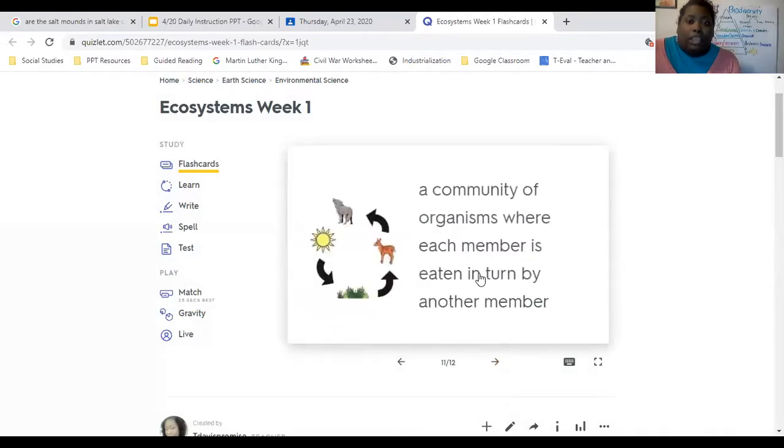A food chain is a community of organisms where each member is eaten in turn by another member. This is a food chain. If I had specific organisms in here, it could be classified as a food chain. So at the bottom, I would put maybe grass. And here I would put primary consumer, a bunny rabbit or a winter hare. A secondary consumer would be an Arctic fox. Tertiary consumer would be the animal that would eat the Arctic fox.